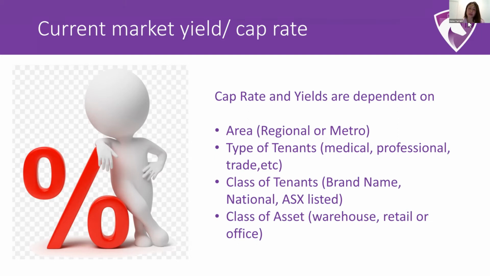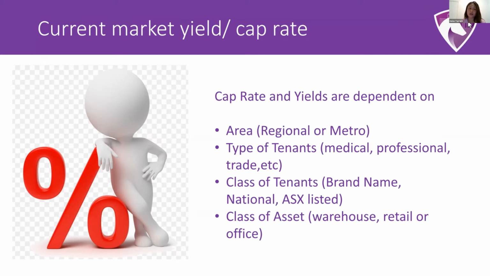For example, if you're buying in a mining town compared to someone that's metro, a professional type tenant or trade tenant. There's a class of tenants. Do you have a brand name tenant, which means do you have a McDonald's, KFC, Subway? Do you have a national tenant, so a tenant that is not a brand name, but a tenant that has a national chain that is local to Australia.